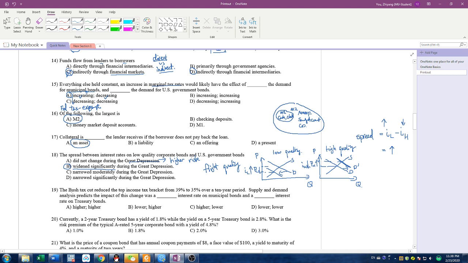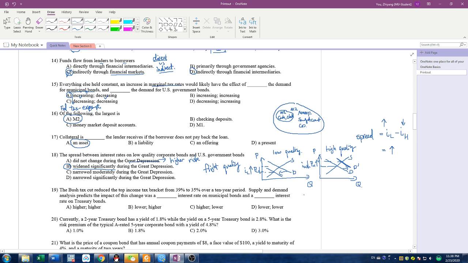Question 19. The Bush tax cut reduced the top income tax bracket from 39% to 35% over a 10-year period. Supply and demand analysis predicts the impact of this change was a what interest rate on municipal bond and a what interest rate on treasury bonds.